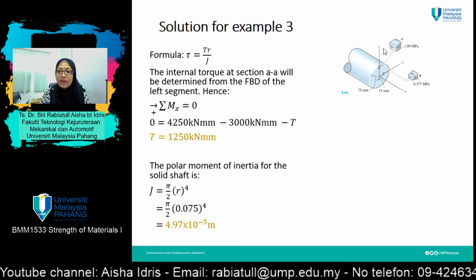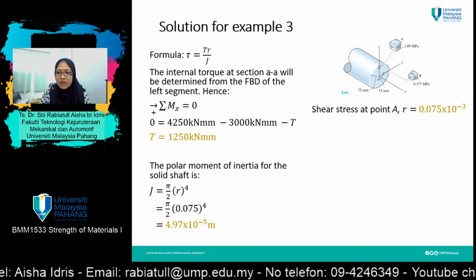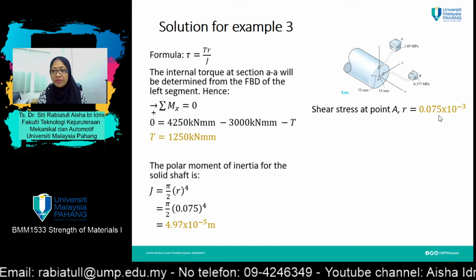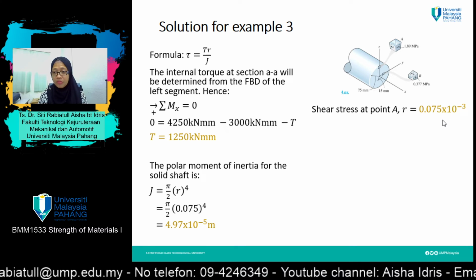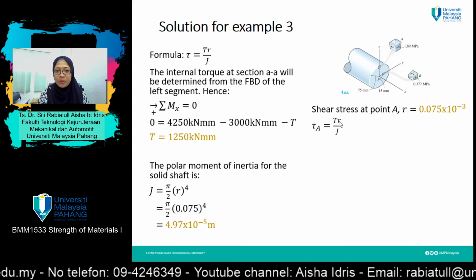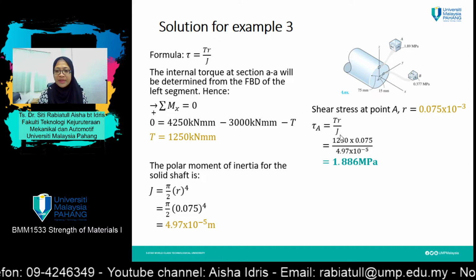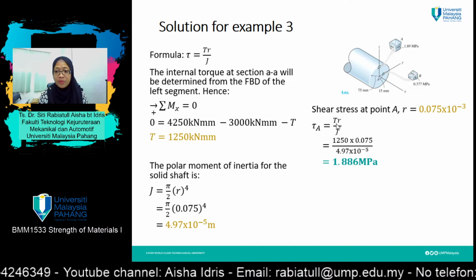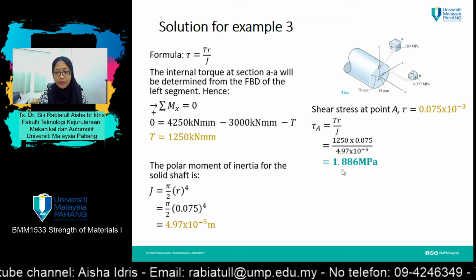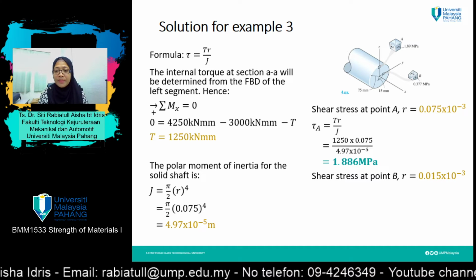So by looking at this diagram, at point A, the radius is equal to 0.075 times 10 to the power of -3. And the formula for shear is TR over J for point A. So substitute all the information into this formula. So you'll get shear at point A is equal to 1.886 megapascal.